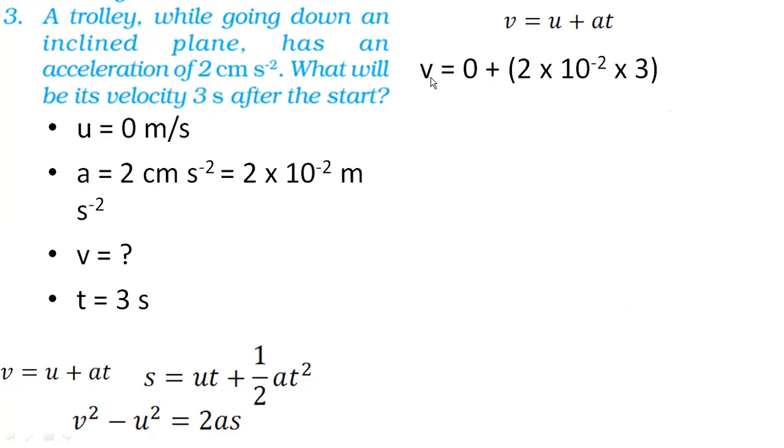So we have taken v is equal to, u is 0, a value is we already know 2 into 10 to the power minus 2. Why this 10 to the power minus 2? Because we have converted centimeter per second square to meter per second square, into that time, that is 3 seconds. Now you just multiply. What would be the answer? Final velocity. Everything is given already here. All you need to do is multiply.